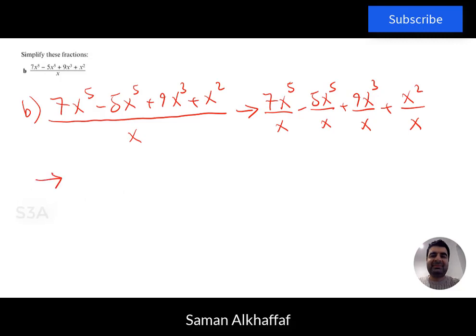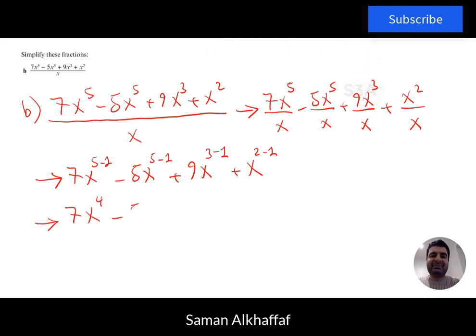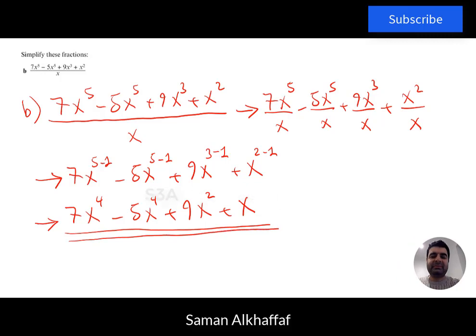So now to simplify this expression, we move the x from the denominator up, so that will make it a negative. So that will give us 7x to the power 5 minus 1 minus 5x to the power 5 minus 1 plus 9x to the power 3 minus 1 plus x to the power 2 minus 1. To simplify this expression further, we'd have 7x to the power 4 minus 5x to the power 4 plus 9x to the power 2 plus x. And this will be our final answer for simplifying this expression.